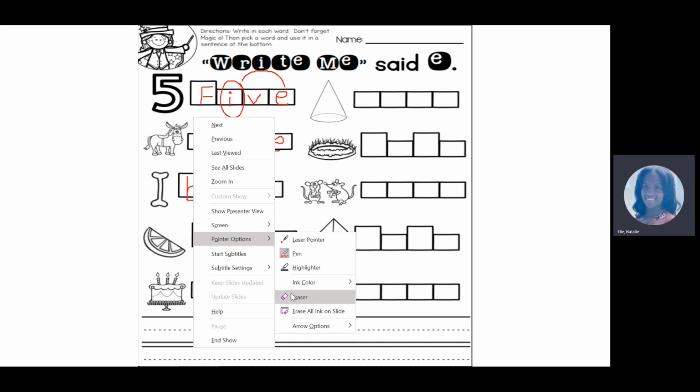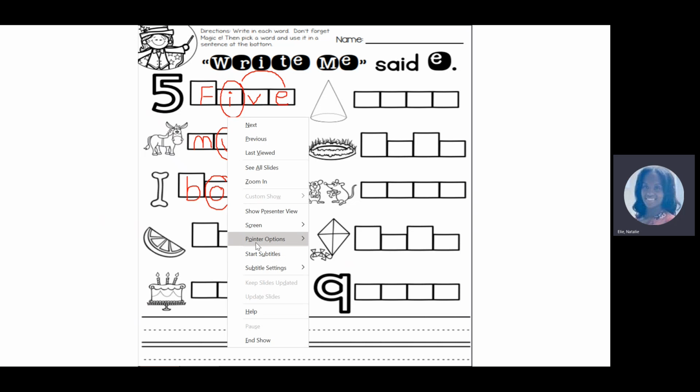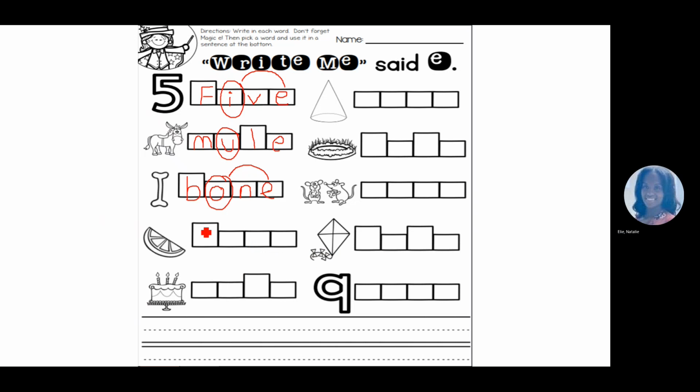Our next word is lime. Lime. Let's spell our next word. Lime. That I is saying I. So that means there's a magic E because that I is saying its own name.